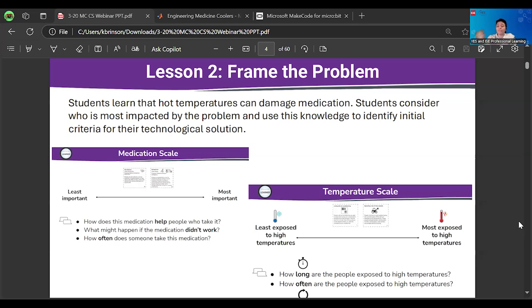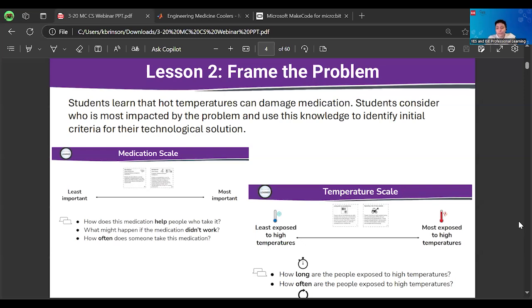Students might put epinephrine up as the most important medication to keep safe because it's a life or death situation. If you don't get to use it, it could mean pretty bad things for that person. Versus pain relievers, which might be farther down the list, where you could survive without them in some cases, but in others, it might not be as important as the epinephrine, for example.